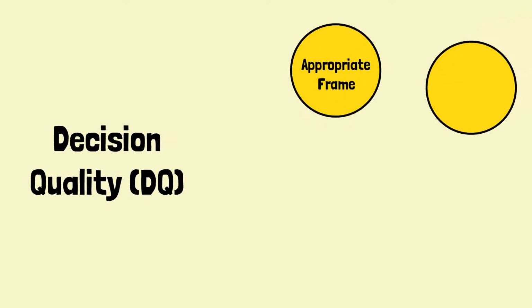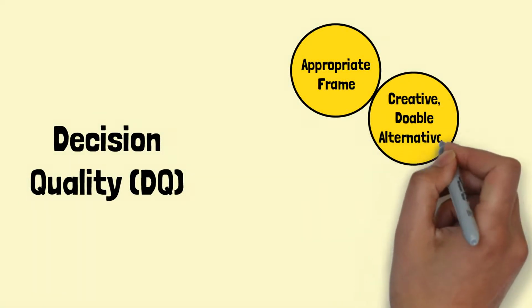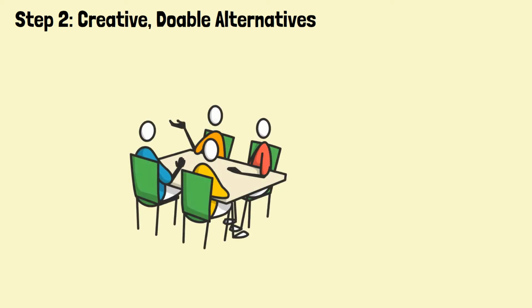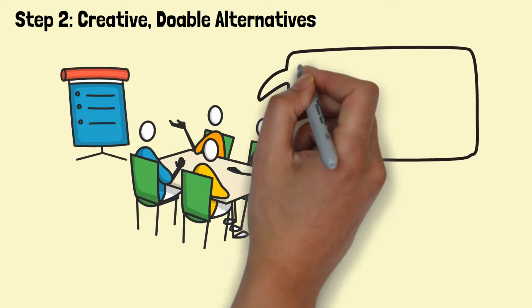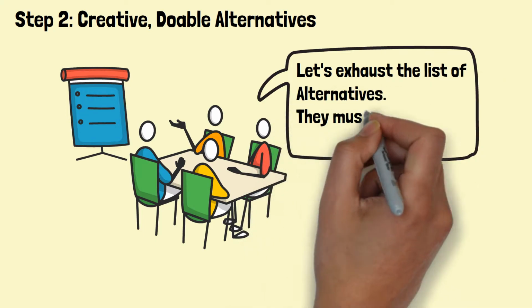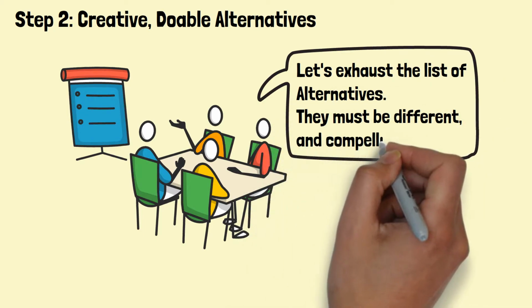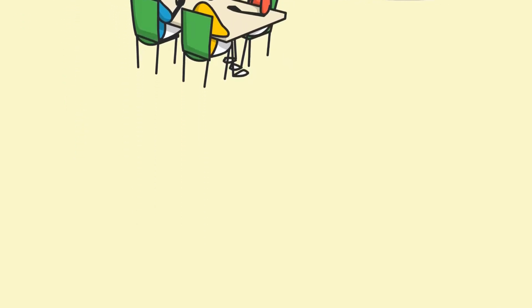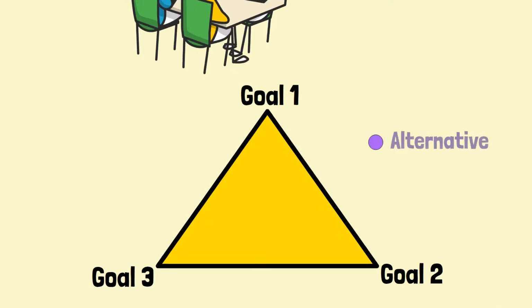Step 2. Creative, doable alternatives. In this step, we will brainstorm a pool of creative and doable alternatives. The intention is to exhaust the list of alternatives. The alternatives should be significantly different and compelling. Also, they should span across our goal dimensions, in order to push the dimensions of choice.